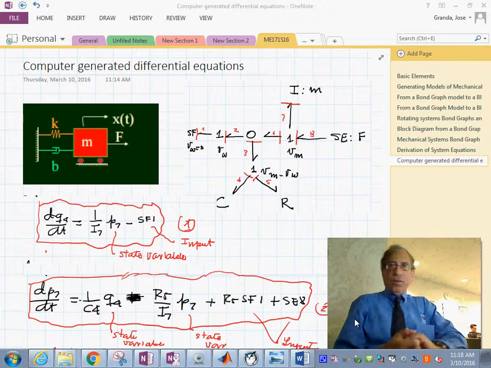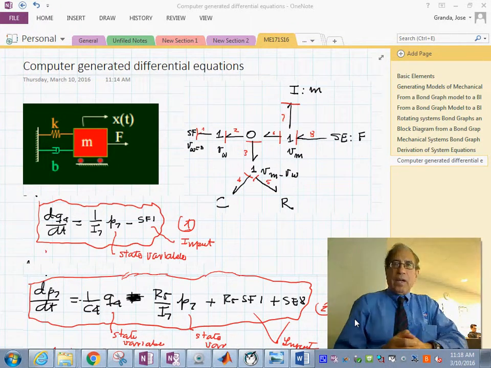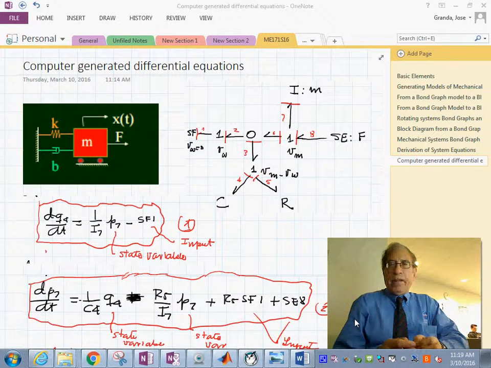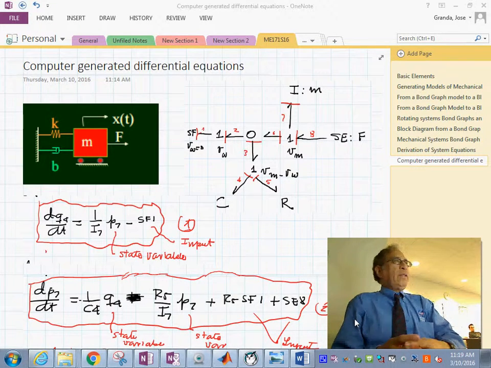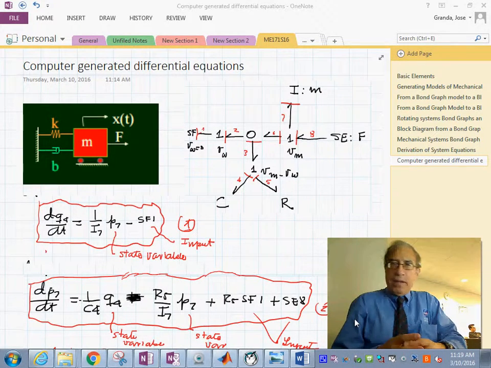Today we are going to see how CAMG, which stands for Computer Aided Modeling Program, actually derives the equations automatically. So that's why I entitled this Computer Generated Differential Equations.